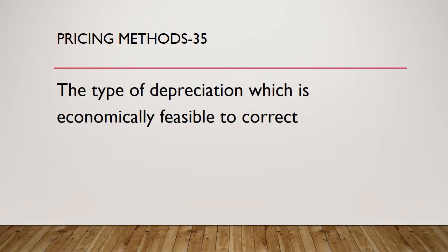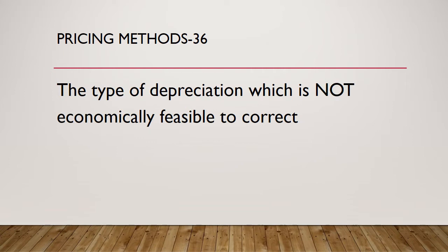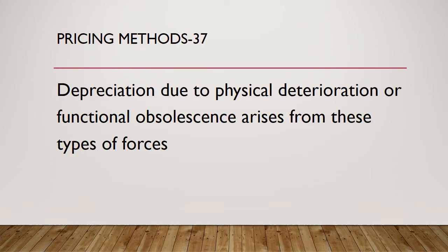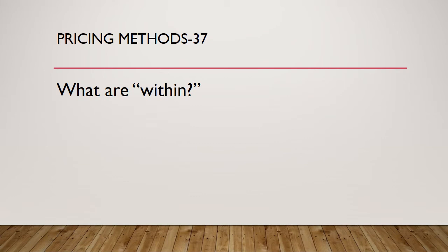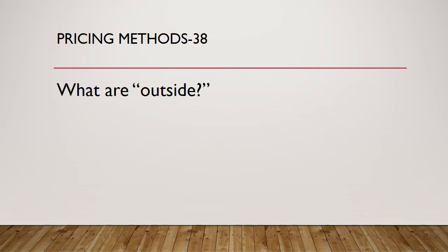Question 35. The type of depreciation which is economically feasible to correct. What is curable? Question 36. The type of depreciation which is not economically feasible to correct. What is incurable? Question 37. Depreciation due to physical deterioration or functional obsolescence arises from these types of forces. What is within? Question 38. Economic obsolescence arises from forces on the property from this. What is from the outside?